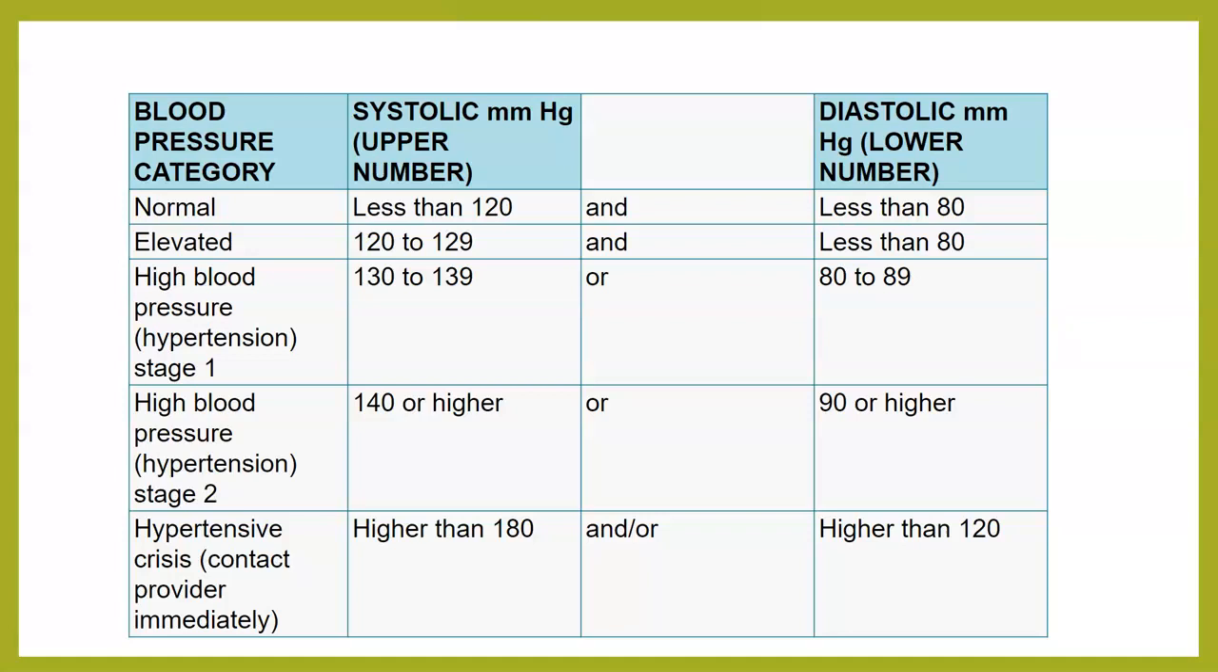Your diastolic can be elevated to 80 to 89, or your systolic can be 130 to 139. That would be the first stage of hypertension. And then hypertension stage 2 would be 140 or higher on your systolic, or 90 or higher on your diastolic. And then hypertensive crisis, you need to contact your provider immediately, probably go to the ER. So systolic higher than 180 and/or higher than 120 for your diastolic. So this is an emergency, and you need to get that under control because it can lead to stroke.